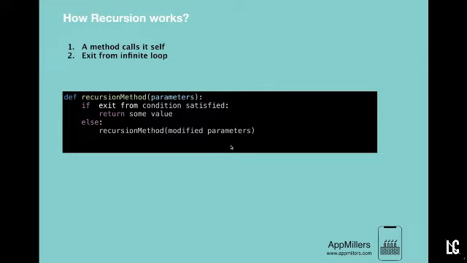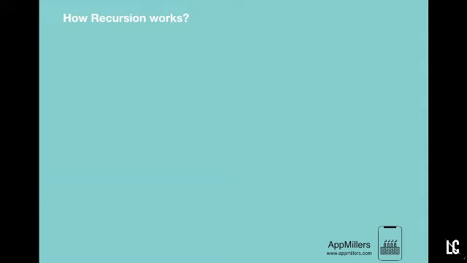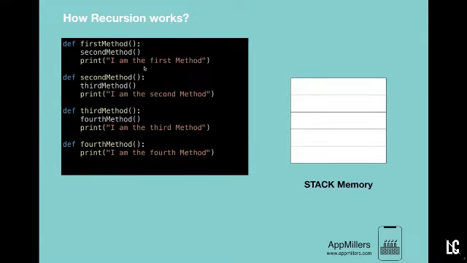Before explaining how recursion works internally, let's look at how a normal method works internally. Okay, let's imagine we have four different functions, and each of these functions calls one another. So the first method calls the second method, then prints out that I am the first method. And the second method calls the third one, and then prints out I am the second method. And the third method calls the fourth method. Then again, it prints out that I am the third method. And finally, the fourth method prints out I am the fourth method without calling any method.